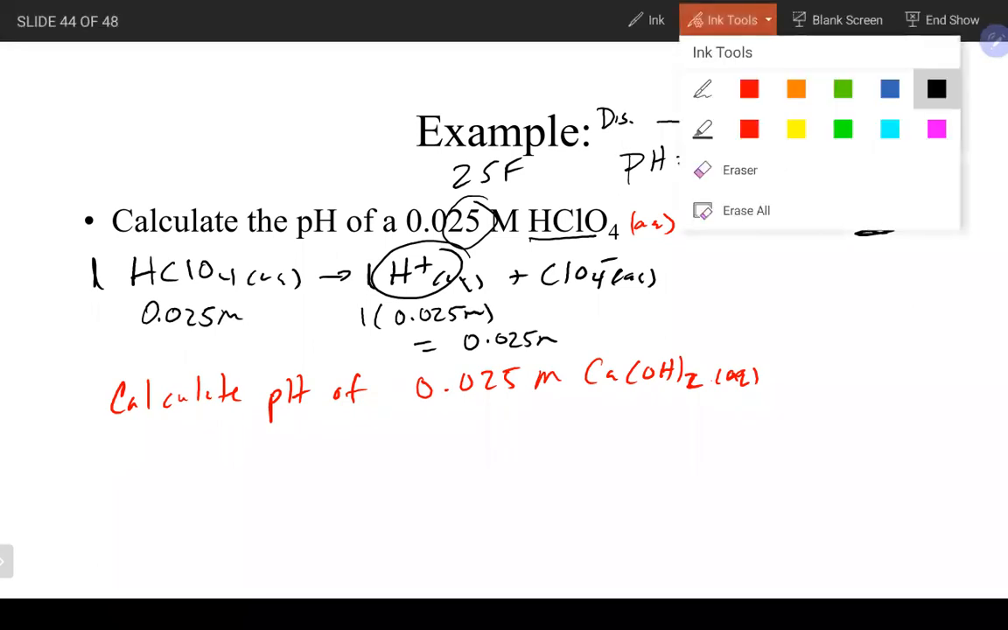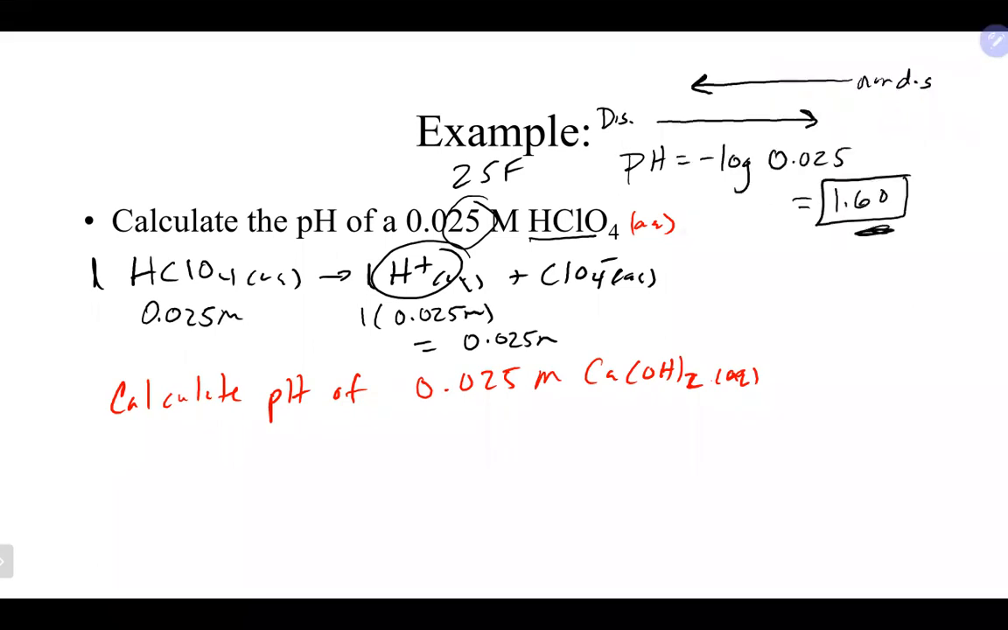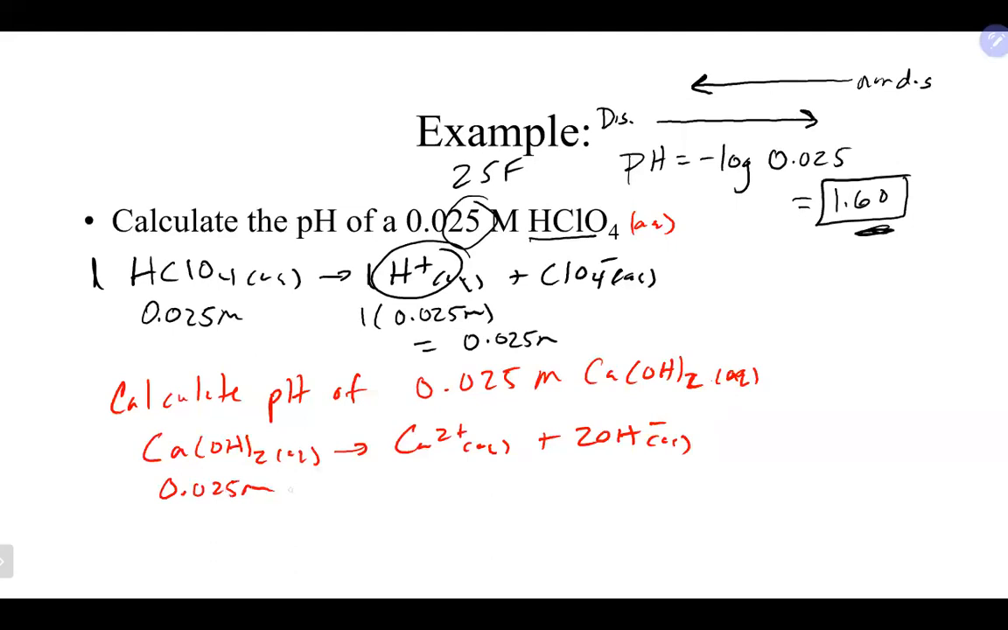Looking at our second one, we're going to consider here a base because it does have hydroxide, and when it's in solution, it will break apart into calcium and a couple of hydroxides here. Concentration of this was also 0.025 molar. In this case, we actually are interested in the hydroxide, which is a 1-to-2 relationship. So that means we would need to multiply this by 2 to get the proper hydroxide concentration, which would give us obviously 0.05.